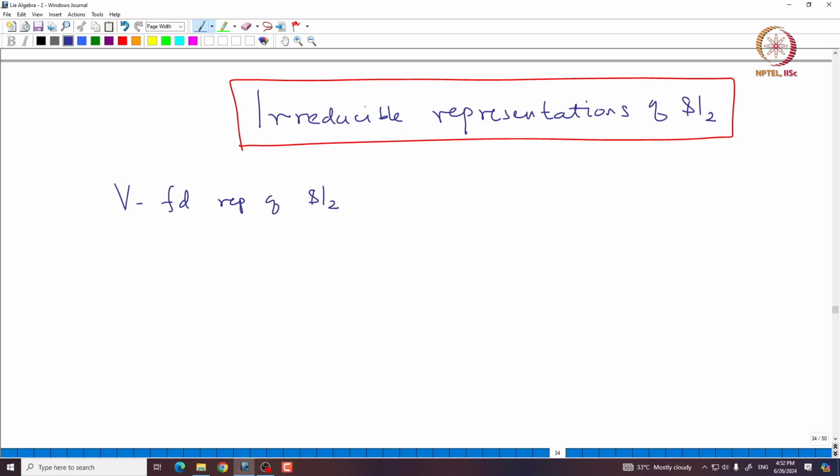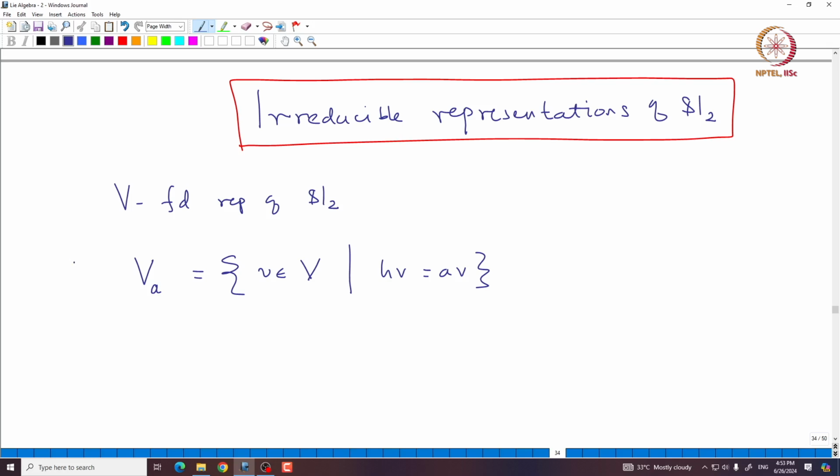Suppose V is written as a direct sum of H eigenspaces. Let us call V_A the A-th eigenspace. That means these are those vectors in capital V such that H v acts as A v. It could be 0 or non-zero, but let us assume that this is non-zero inside V.